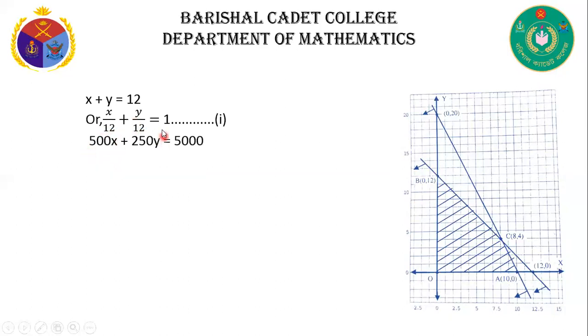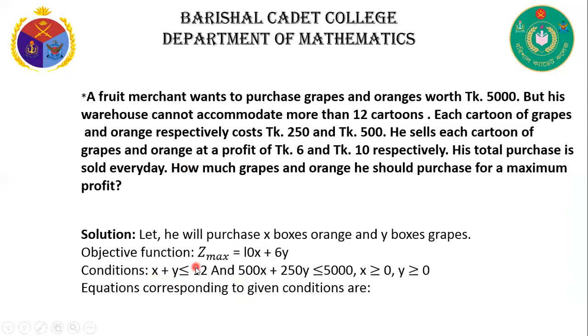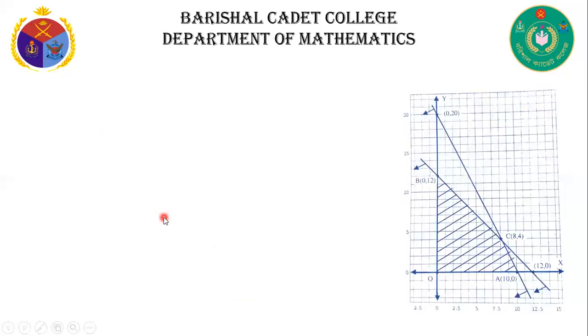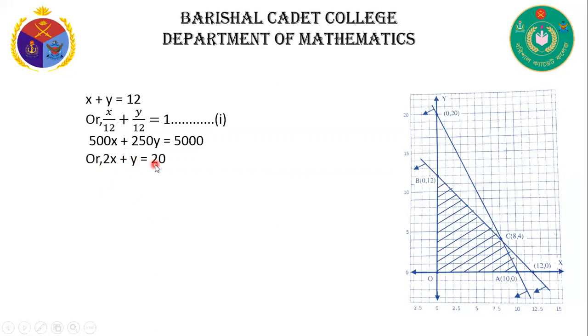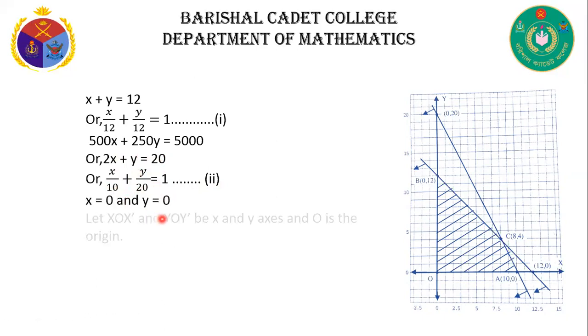And the other given inequality is 500x plus 250y is equal to 5000. Here given two inequalities, the first one and the second one. That's why we can write 2x plus y is equal to 20. That means x by 10 plus y by 20 is equal to 1. Here the intersecting points are 10, 0 and 0, 20. Now, also x equal to 0 and y equal to 0.